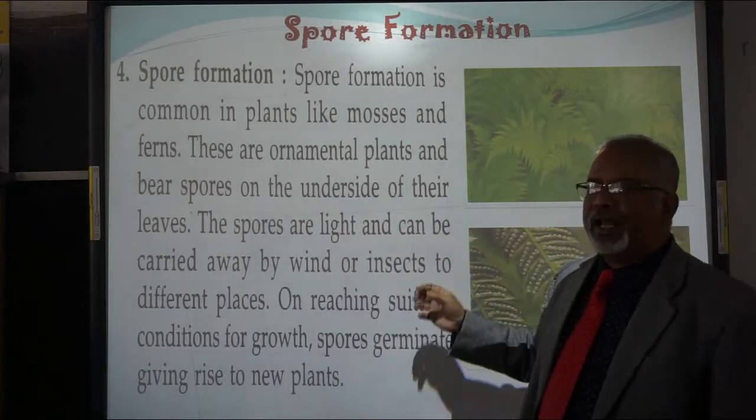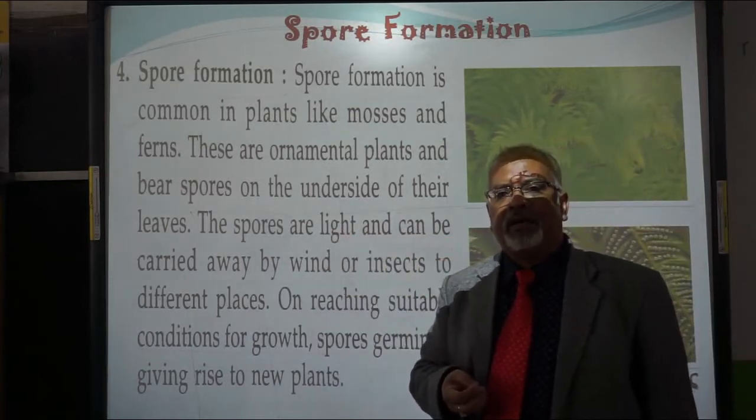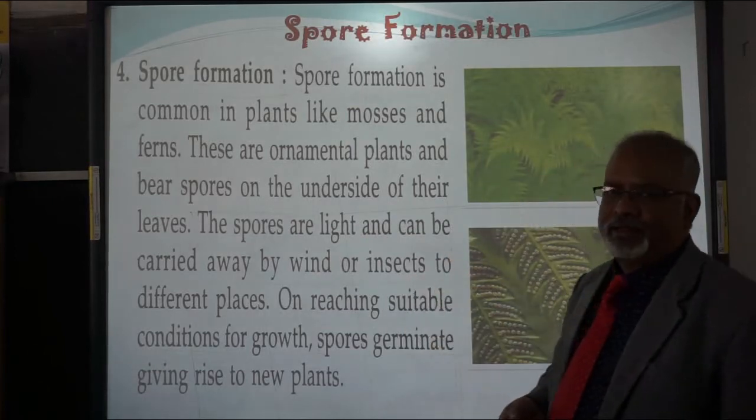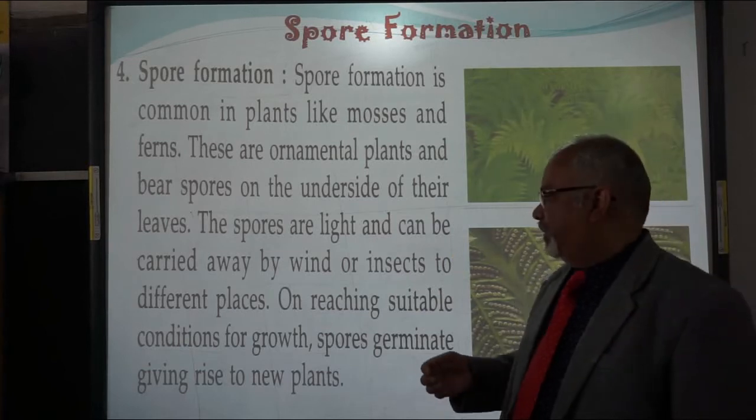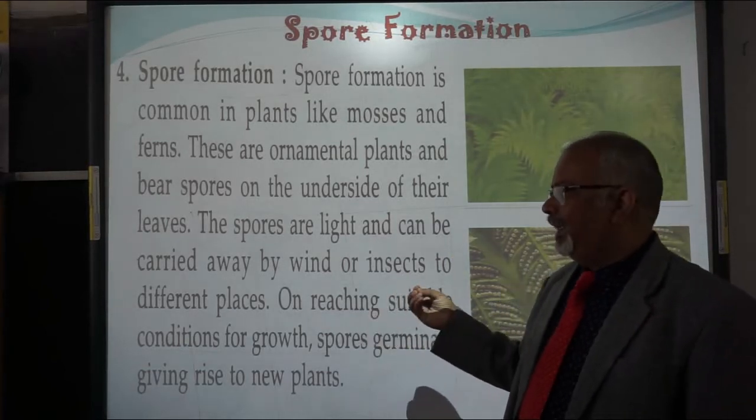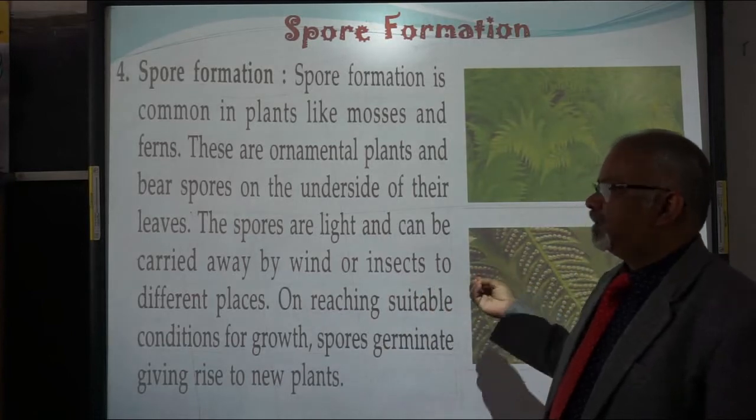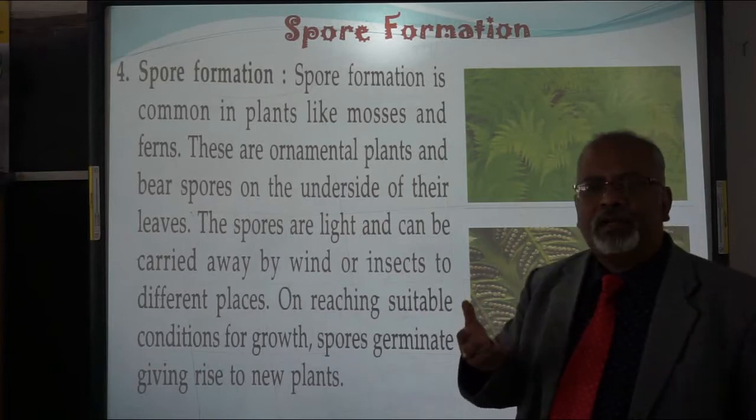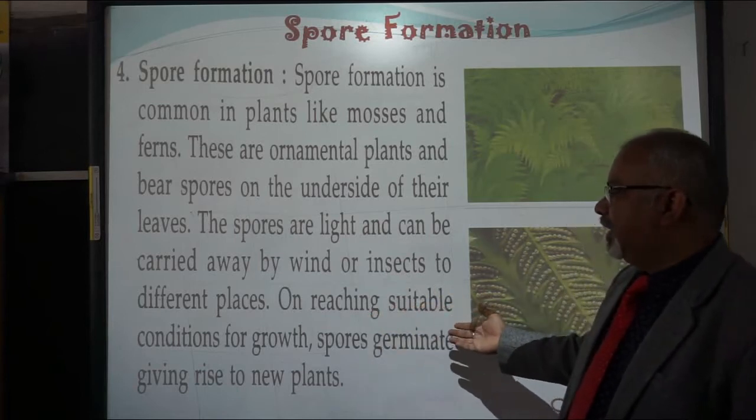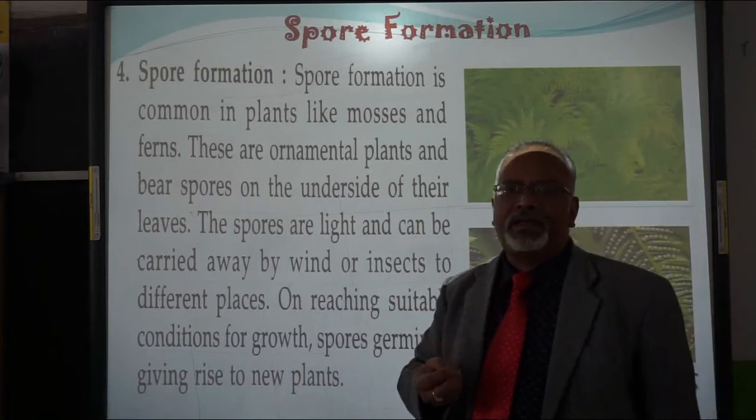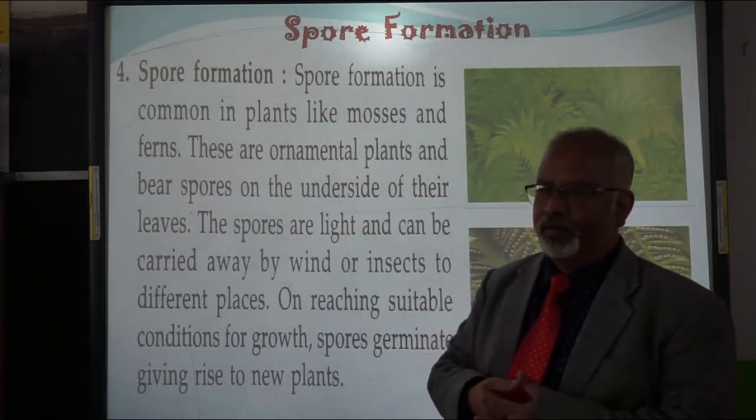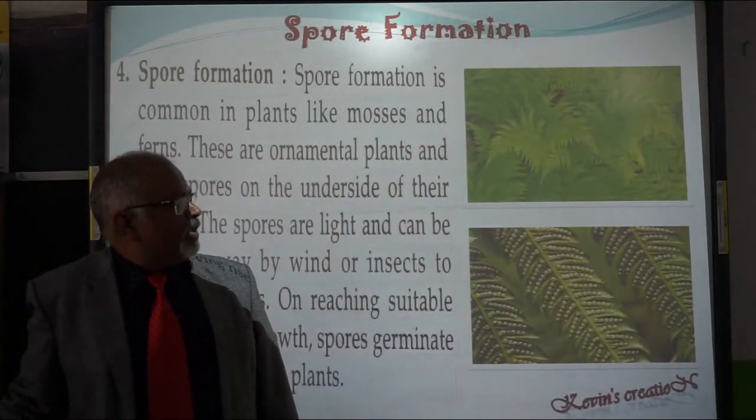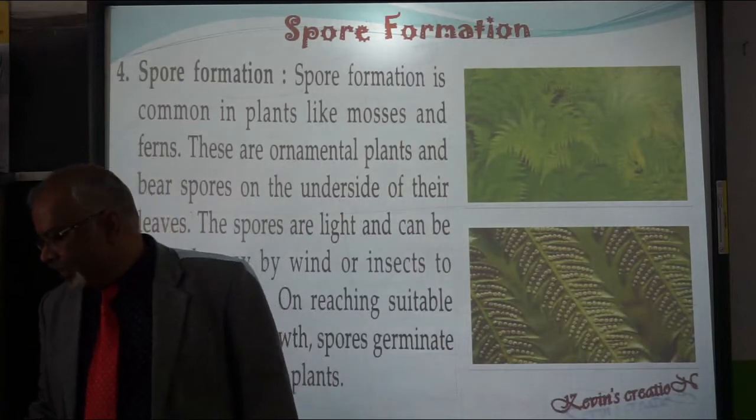These are light and can be carried away easily by the wind or other agents such as insects to different places. So these spores can go to various places. Not pollination, the dispersal. On reaching suitable conditions, each spore germinates into a new fern. Okay. So this is spore formation in the mosses and ferns.